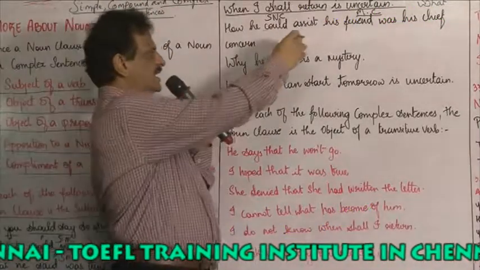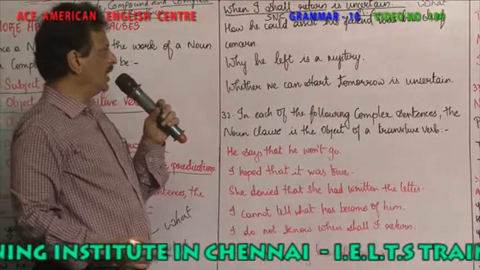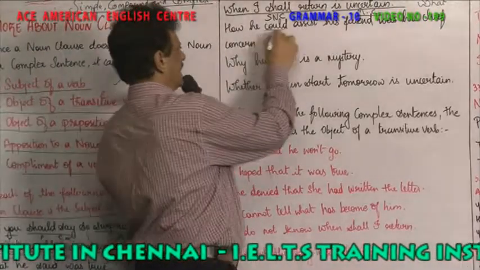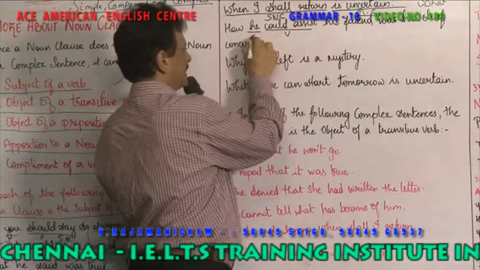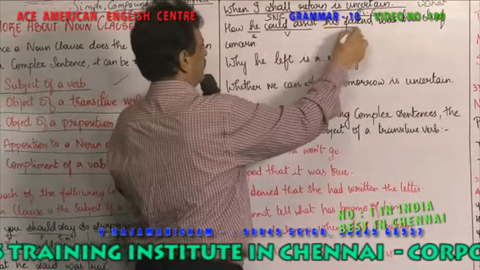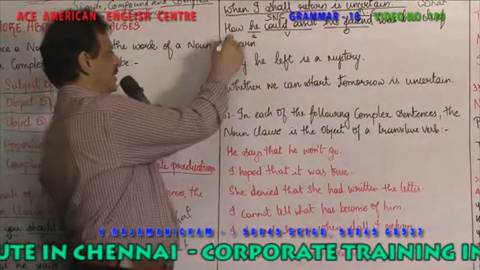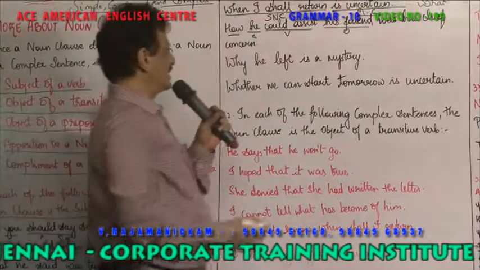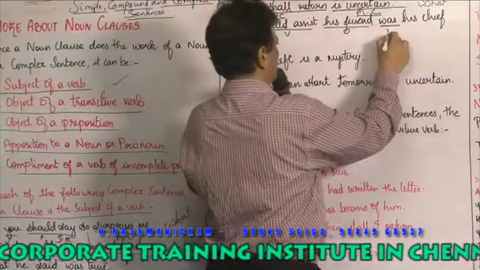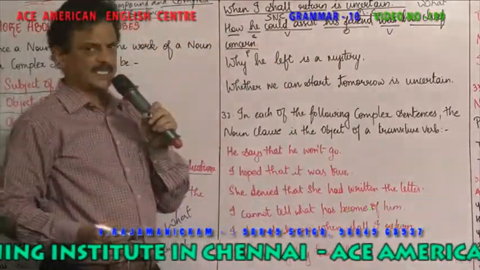How we could assist his friend was his chief concern. How we could assist: could assist is the verb. He is the subject. His friend is the object. So this is one sentence. How he could assist his friend. Was his chief concern. See, this is the other verb. His chief concern is the predicate. So two sentences are there.